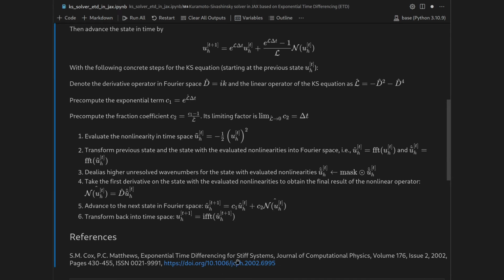For general reference for these methods, there is a very nice paper by Cox and Matthews, which has kind of unified the idea of ETD methods that has also existed in sciences before. And there have also been a couple of interesting follow-up papers you can, for instance, find with Connected Papers that go deeper into those methods.